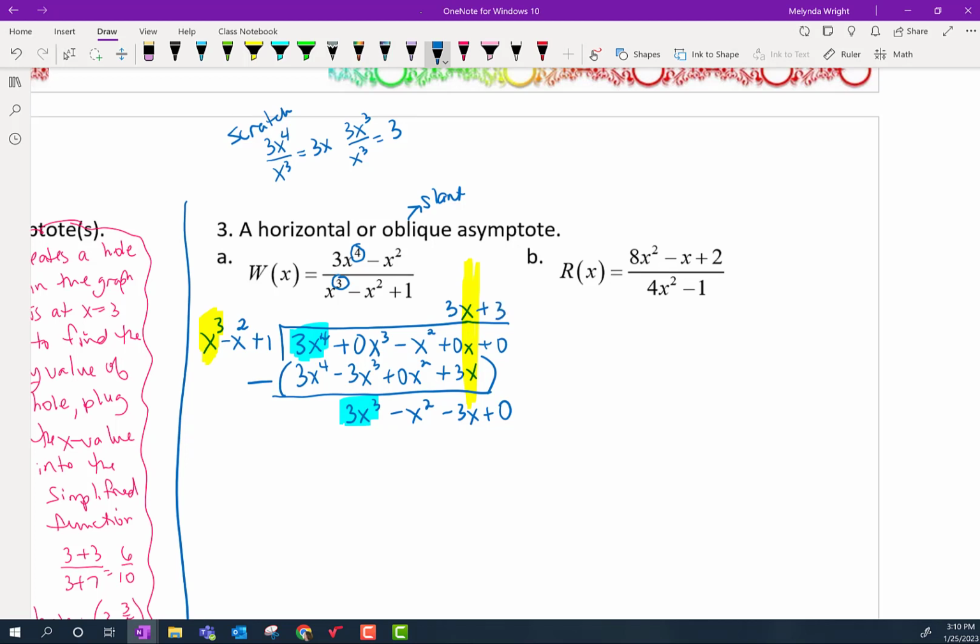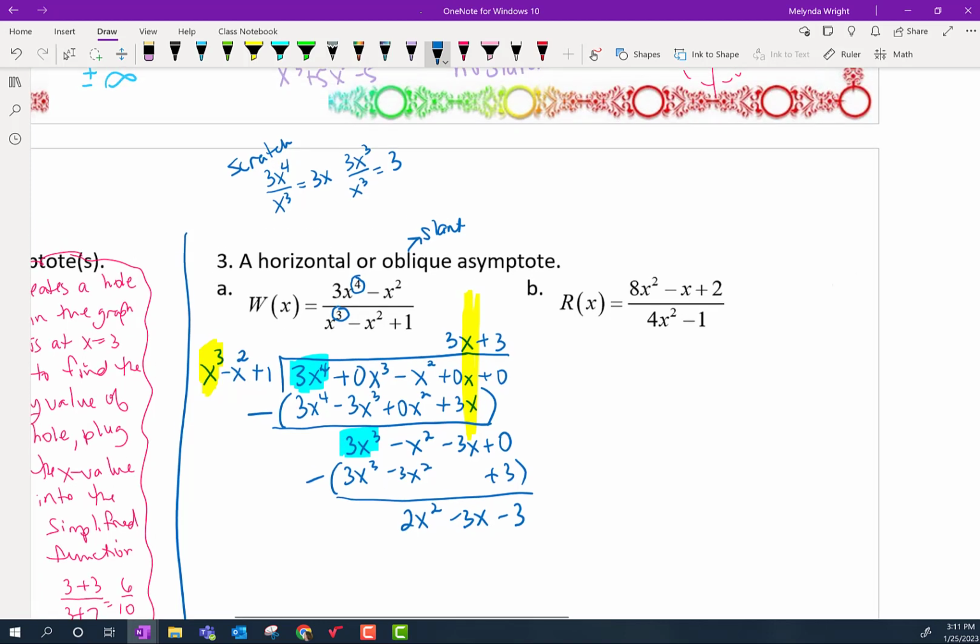So 3 times x cubed is 3x cubed. 3 times negative x squared is negative 3x squared. 3 times 1 is 3. Again, I'm trying to make sure my variables line up. 3x cubed minus 3x cubed is nothing. Negative x squared minus a negative 3x squared is a positive 2x squared. Negative 3x minus 0 is negative 3x. And 0 minus 3 is negative 3.